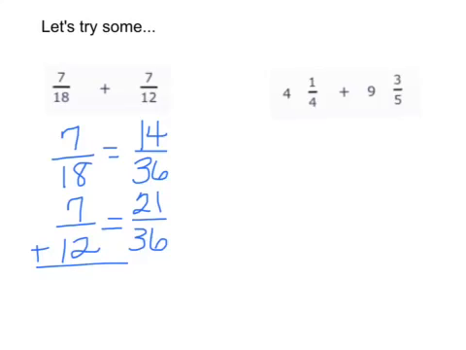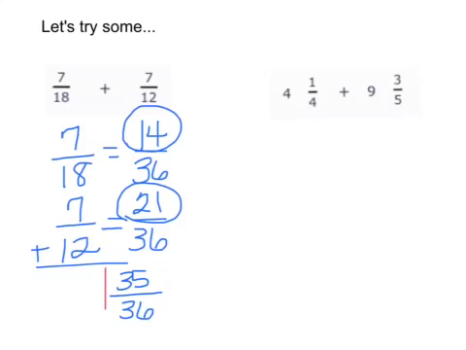Let's go ahead and add our numerators. So we're going to add 14 plus 21, which is 35. You keep the same denominator, which is 36. I don't have any whole numbers to deal with, and I can't simplify any more, so that is my final answer. Let's try a mixed number question.